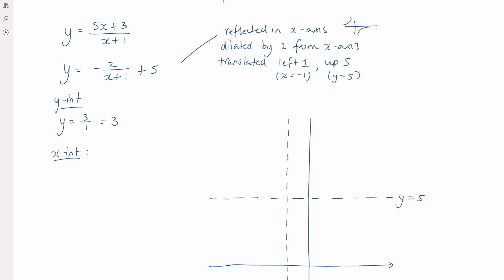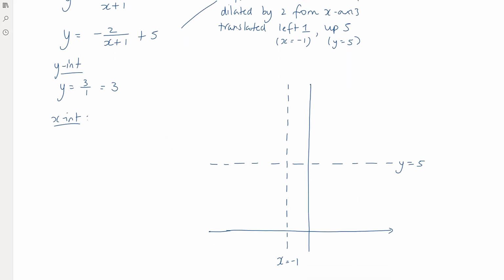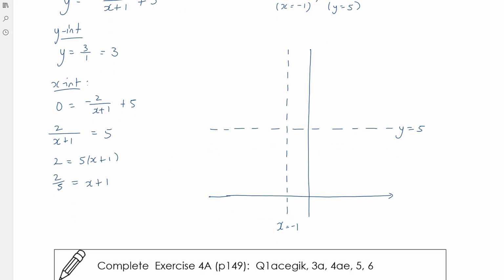Your x-intercept, probably easier to solve for x in the equation that's only got one x in it, so you probably go with this one. Now, negative fractions, let's just add the fraction onto the other side to avoid the double negatives. Let's multiply by x plus 1. Let's divide by 5. And then we need to take away 1. So x is 2/5 minus 1. Remembering 1 is 5/5. 2/5 take away 5/5 is negative 3/5.